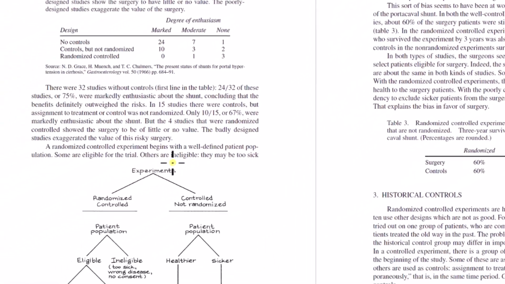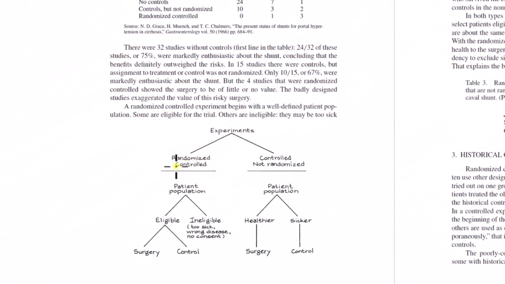So if we come back here, a randomized controlled, well-designed experiment: the patient population, eligible patients, you assign to surgery or to the control group, right? Surgery or no surgery, and then compare the benefits afterwards. Does the surgery group have these great benefits that the control group that didn't have surgery doesn't have? Or ineligible: too sick, wrong disease, or no consent. You want to be sure that you're not including in the patient population people that are already too sick or have the wrong disease or don't consent, because that's going to bias it.